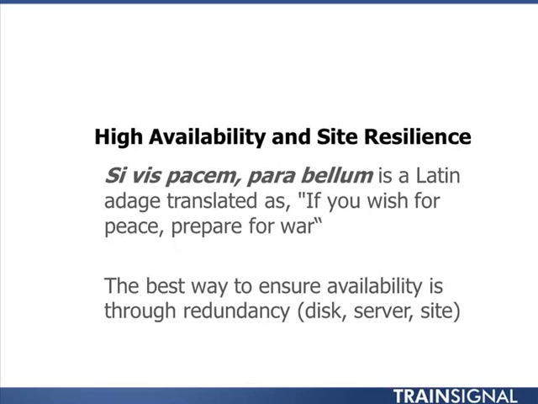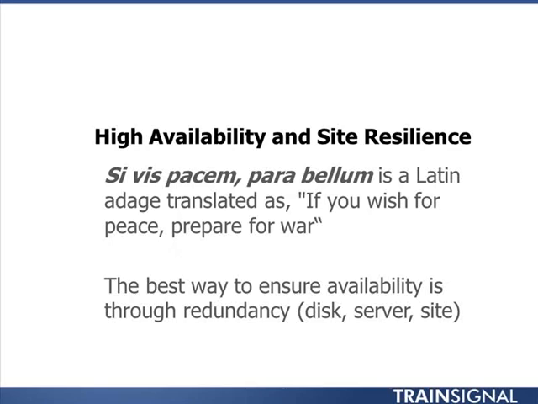Now, my Latin may be a bit rusty, but there's a Latin adage that says Si vis pacem, para bellum, and it's translated as if you wish for peace, prepare for war. And in the context of Exchange, we really appreciate that there are any number of reasons why we might lose availability. It might be a database issue, perhaps the database has become corrupt. It might be a server issue, perhaps the server has gone down. It might be a power issue, perhaps the entire building or the entire city has lost power.